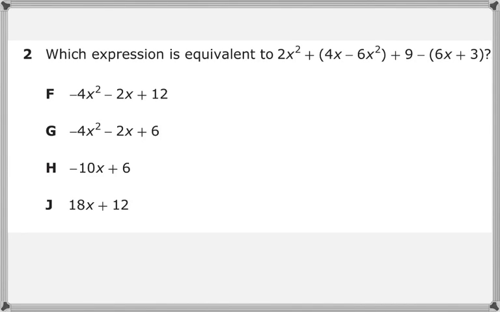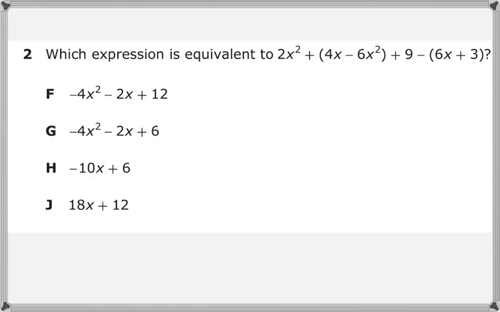This is the second problem from the May 2016 Algebra 1 released STAAR test. So let's take a look at this problem. They're giving us an expression here that we need to find the equivalent expression from the answer choices below. So our first step, let's look at the expression here.